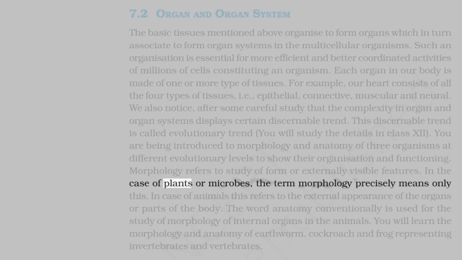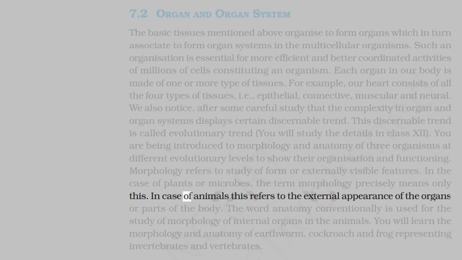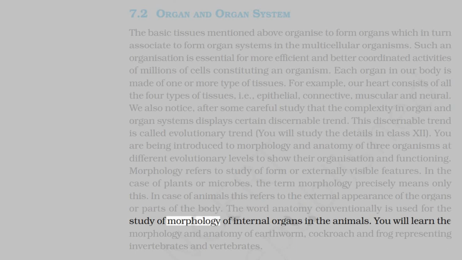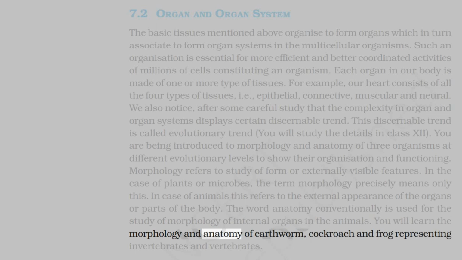In the case of plants or microbes, the term morphology precisely means only this. In case of animals, this refers to the external appearance of the organs or parts of the body. The word anatomy conventionally is used for the study of morphology of internal organs in the animals. You will learn the morphology and anatomy of earthworm, cockroach and frog representing invertebrates and vertebrates. Cockroach.